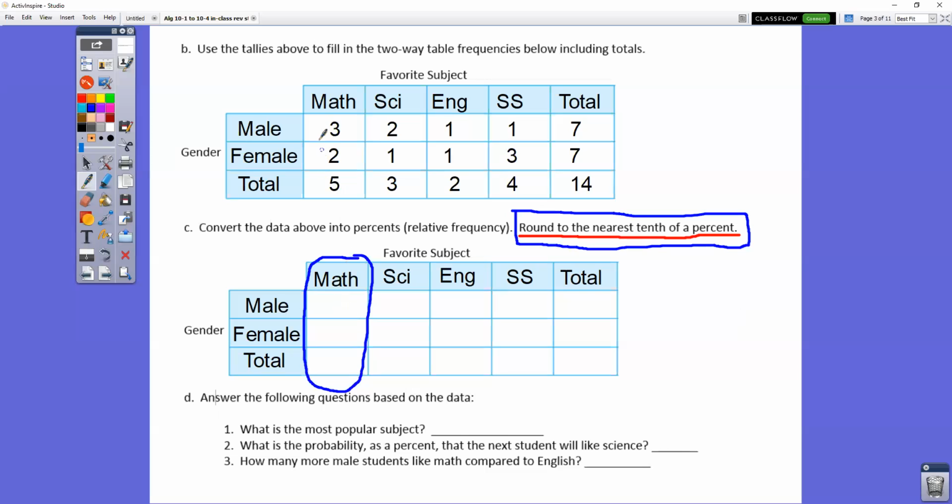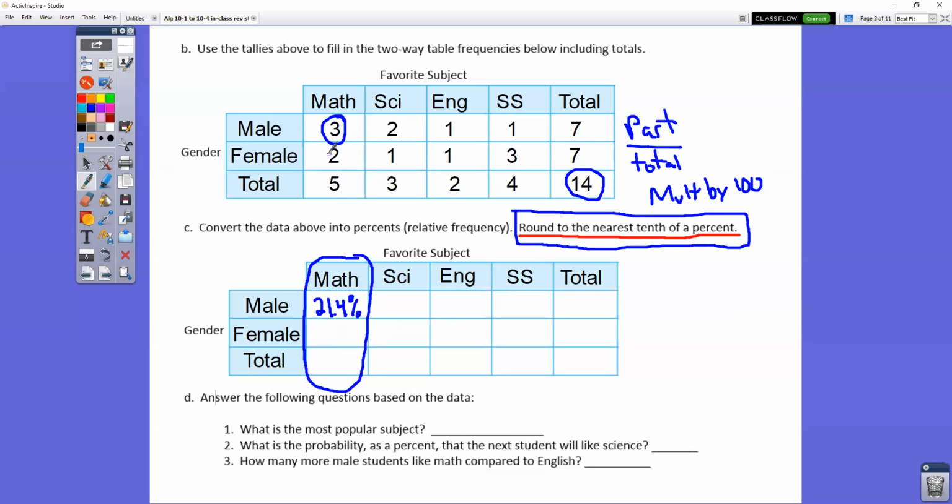So when you go to do your percents, remember you do the part over the total. So male math was 3 out of the total of 14. So you do your part over your total. You're going to do 3 divided by 14, top divided by bottom. Then you have to either multiply by 100, or you can move the decimal point 2 places to the right.